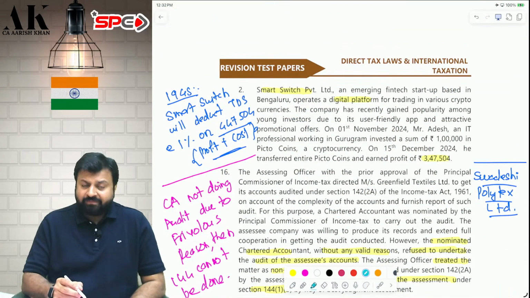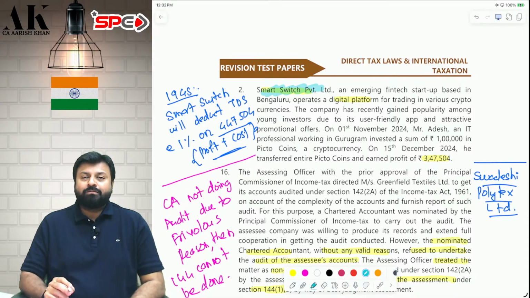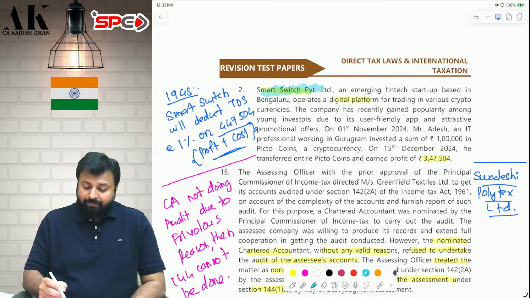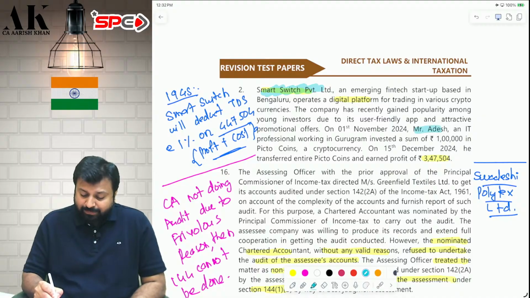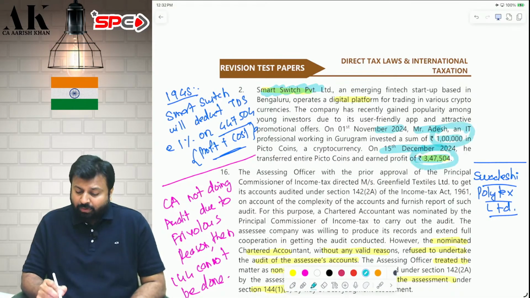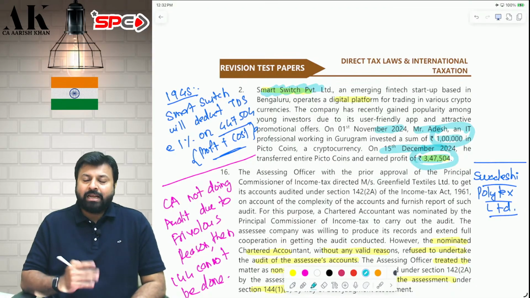Second question of TDS. Smart Switch Private Limited is a platform which is selling cryptocurrencies, like CoinDCX, WazirX. Now, Mr. Adesh has purchased some cryptocurrency for 1 lakh rupees in November 2024, and he has sold that cryptocurrency in December 2024 at a profit of 347. Therefore, he has purchased for 1 lakh and sold at a profit of 347, so he has received 447. Selling price is 447.